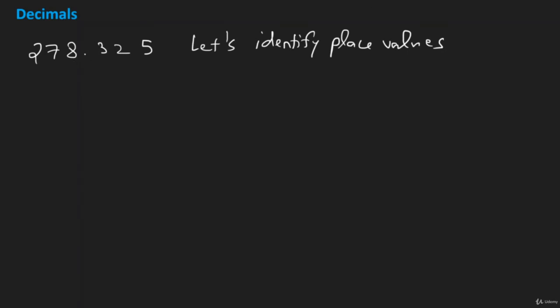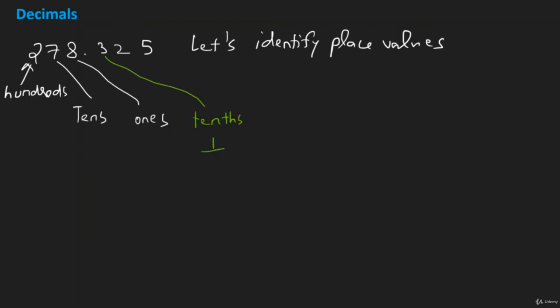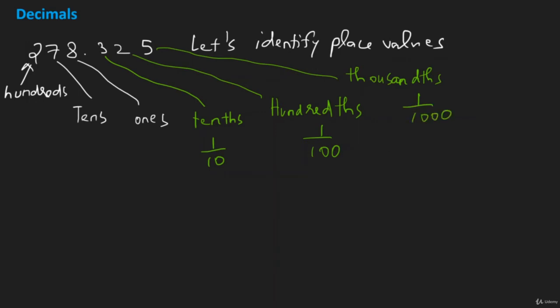So the number 8 over here is at the ones place. The number 7 is at the tens place, and the number 2 is at the hundreds place. Alright, now what about the number 3? It's after the decimal point, and the place value where the number 3 is placed is tenths, which comes from 1 by 10. Similarly, the place value of the digit 2 is hundredths, which corresponds to 1 by 100, and the place value where the number 5 over here is thousandths, and it corresponds to 1 by 1000.